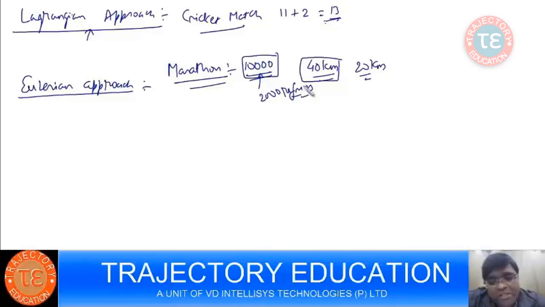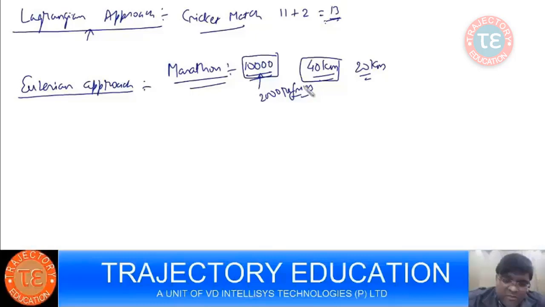So 2,000 referees is a huge number. It means you have 10,000 participants and 2,000 referees running with them. It looks ridiculous, 2,000 referees. Do you know usually for what purpose a marathon is held?